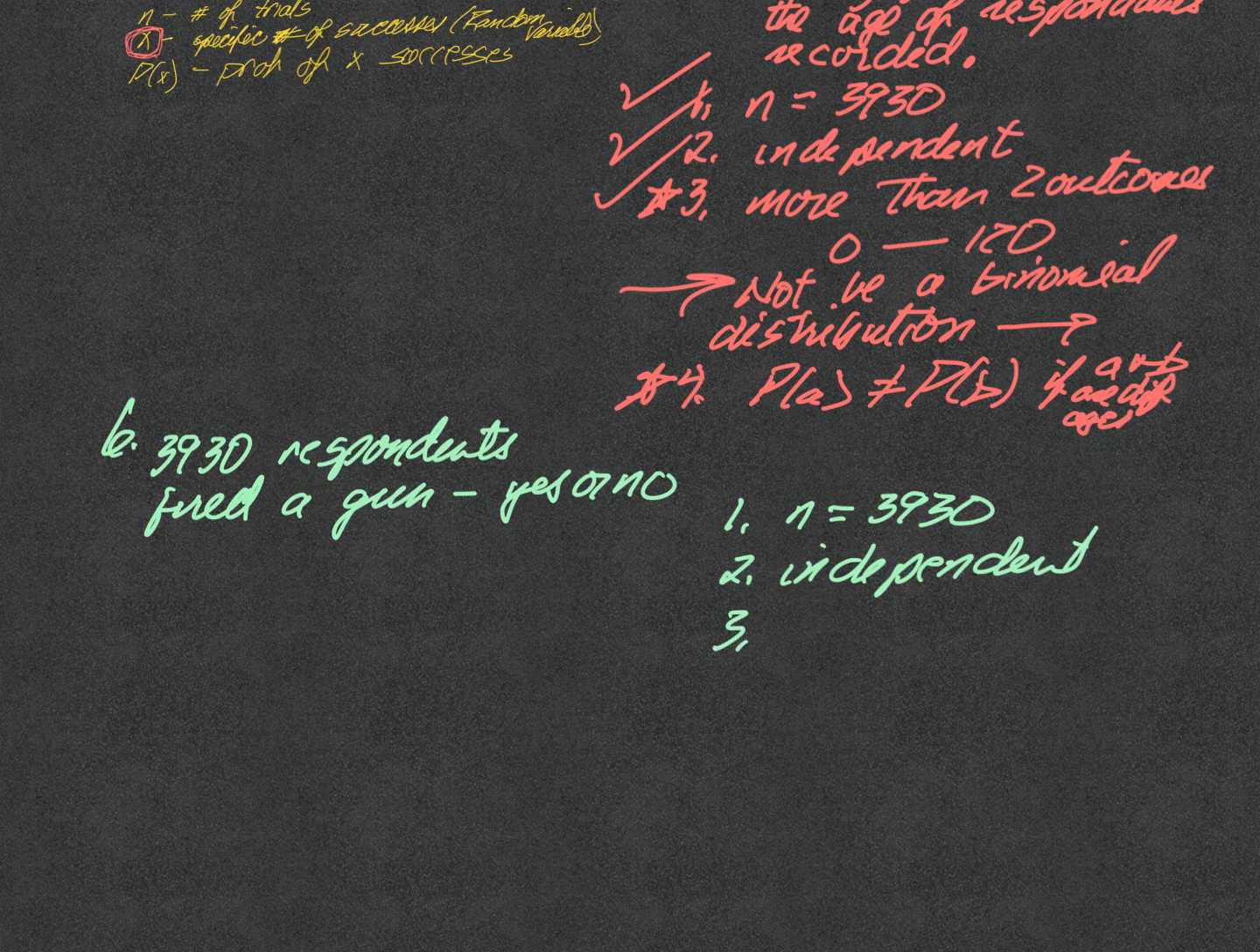And number 3, are there more than 2 outcomes? The answer is no. There are exactly 2 outcomes, yes and no. You could call yes a success and no a failure, or vice versa. It doesn't really matter. So there are exactly 2 outcomes.